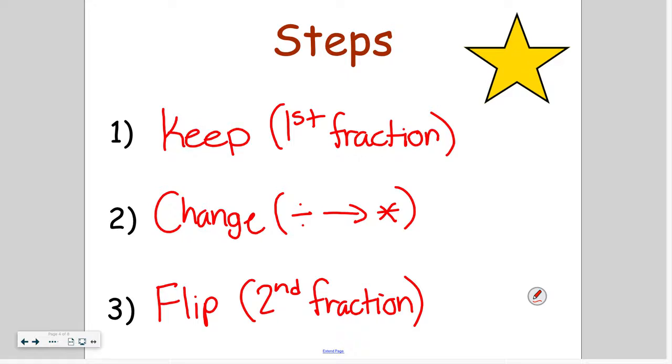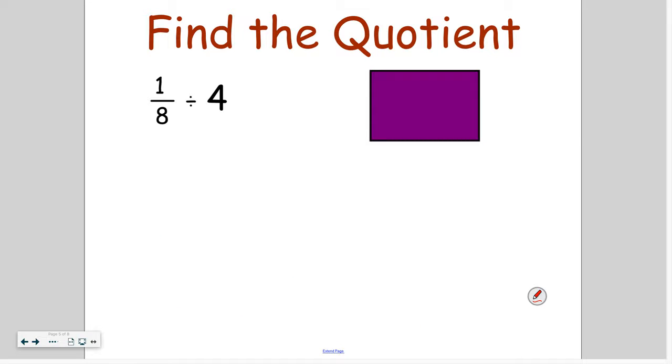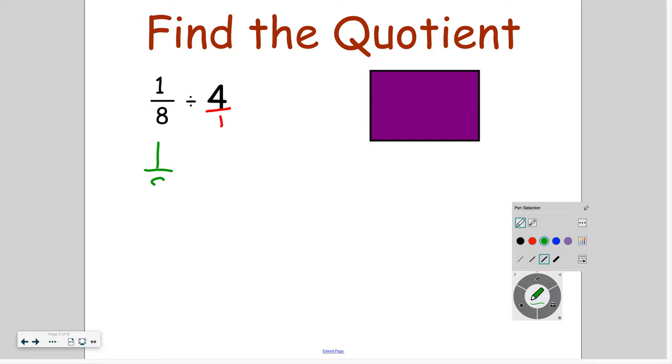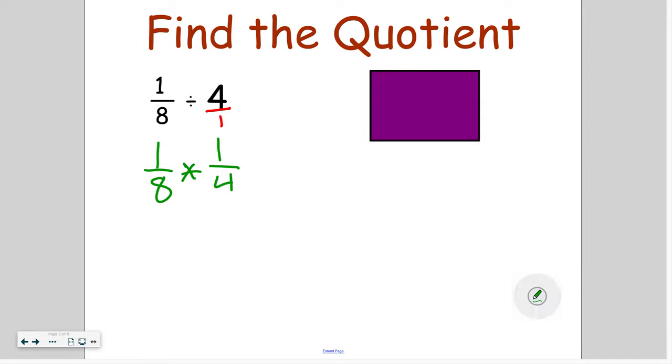All right, so finding the quotient or doing the division. First, we have 1/8 divided by 4. In order to make this two fractions, we're going to put the 4 over 1. 4 divided by 1 is the same thing as 4. So we are going to keep our first fraction the same, change the sign to multiplication, and flip our second fraction. So flip the 4 and the 1.